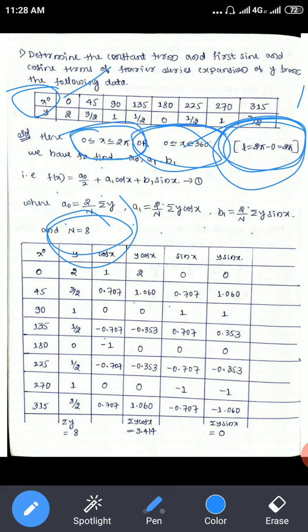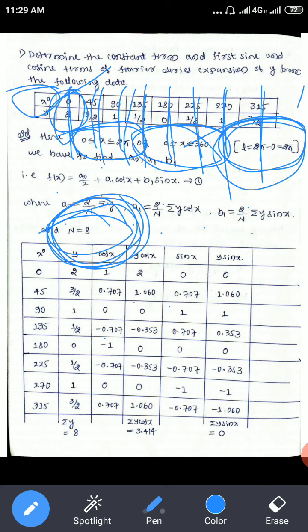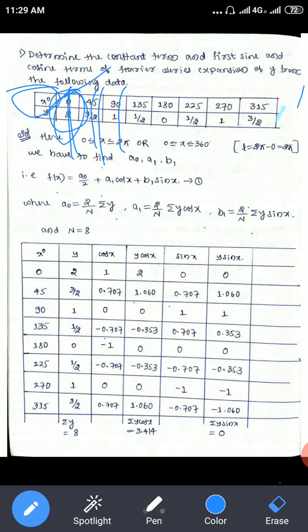How to get it? This is 1, 2, 3, 4, 5, 6, 7, 8. You should not consider 360 here, even if they give it, because the initial value is repeating. Here they have not given it, so it is fine. See, 1, 2, 3, 4, 5, 6, 7, 8. Therefore capital N is equal to 8. That's very important.